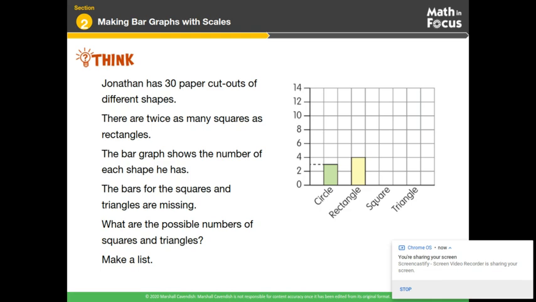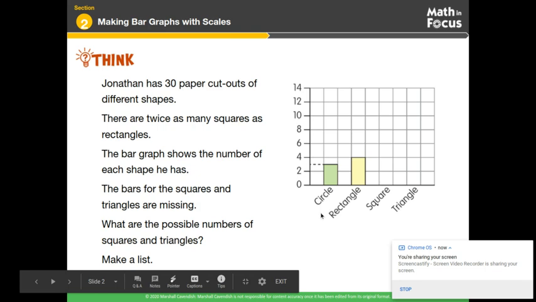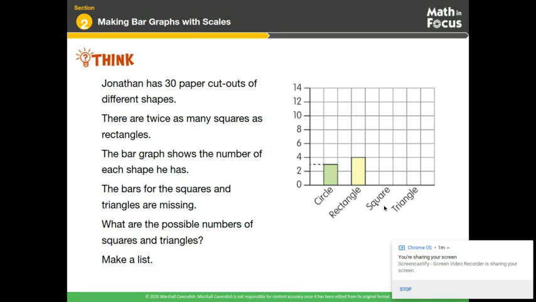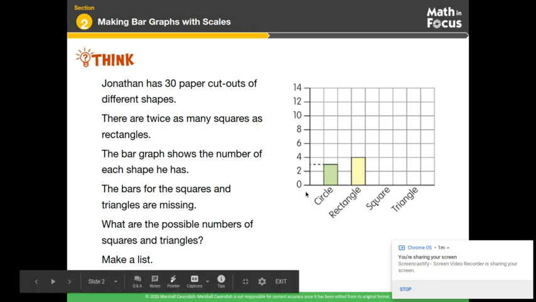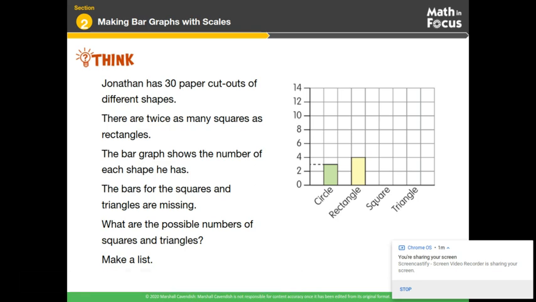Boys and girls, this is the bar graph representing some of the data. We know that Jonathan has 30 paper cutouts in all. We can see circles and rectangles, and the bar for square and triangle is missing. This bar graph has a scale. All bar graphs have scales. It starts at 0. A scale on a bar graph always starts at 0. This scale is counting by twos: 0, 2, 4, 6, 8, 10, 12, 14.